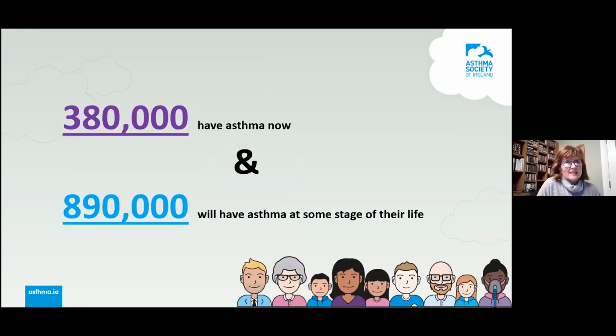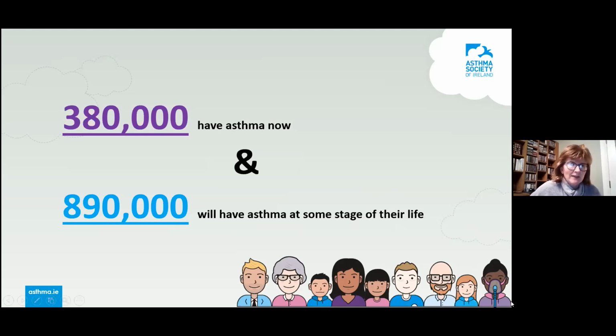So in terms of asthma then, 380,000 people have asthma in Ireland. And currently, that's overall a mixture of adults and children. And then 890,000 people will have experienced asthma at some stage of their life, because a lot of children will grow out of their asthma. It does stay with some of them for their whole life, but a lot of children do actually grow out of it.